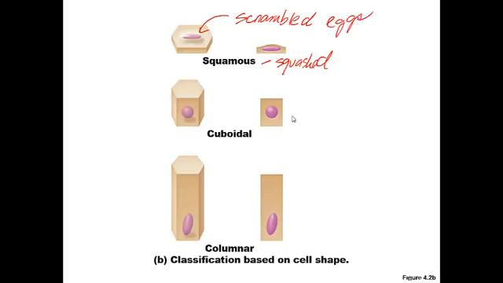Then there are also some that are square shaped, and these squares are cuboidal in shape. And the simple epithelial, there could be simple epithelium squamous, simple epithelial cuboidal. There can also be the column-shaped ones, as we can see here. Now, their shape is very important for their function.